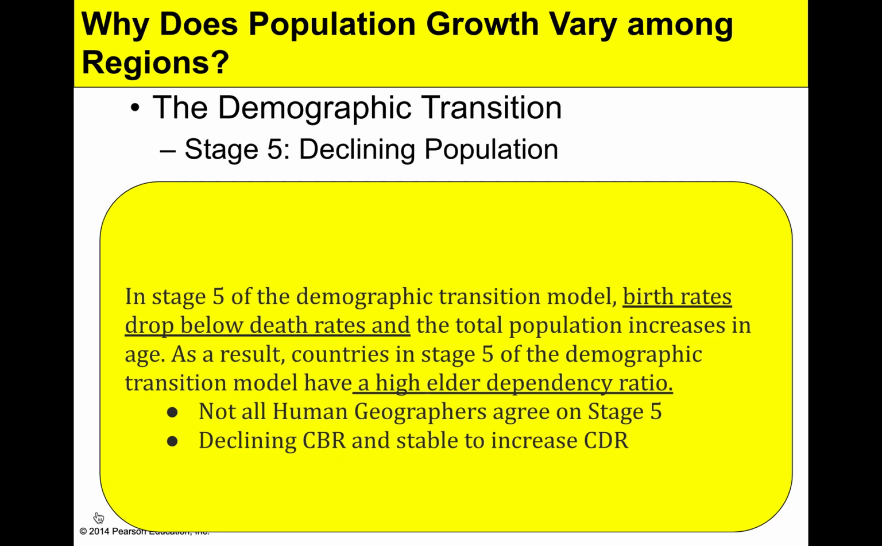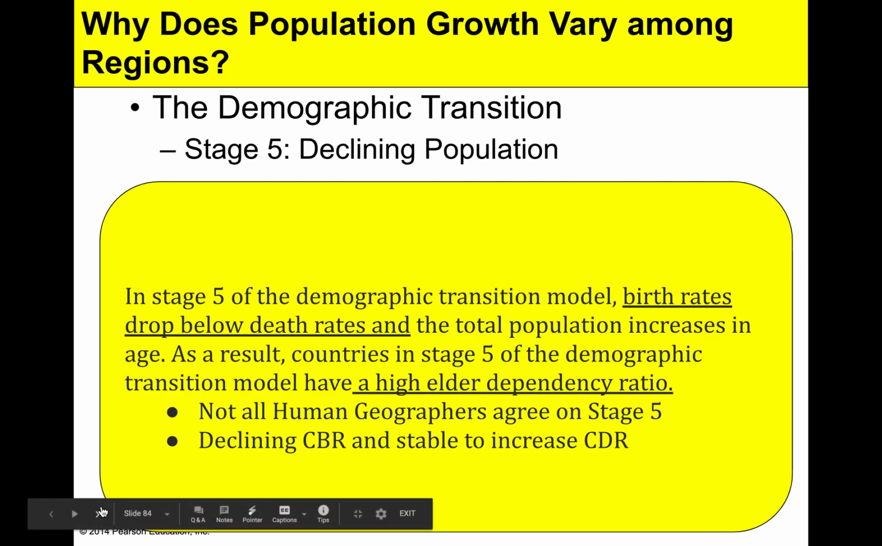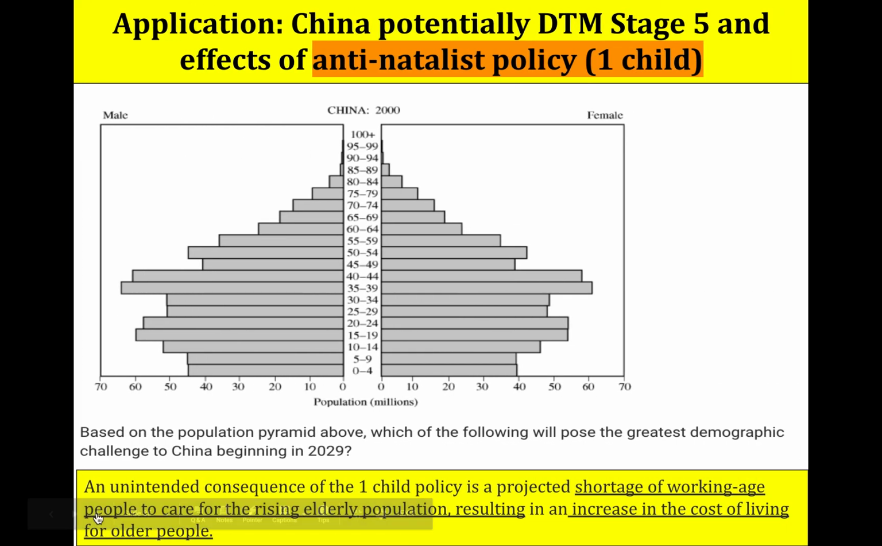We can see that with pro-natalist policies, which will tell us there's a negative population, or we can see it with the one-child policy in China, which is now the two-child policy. Not all human geographers agree on stage 5. All right, and here we see an antinatalist policy that could push China into stage 5.